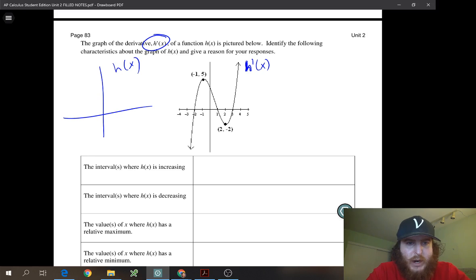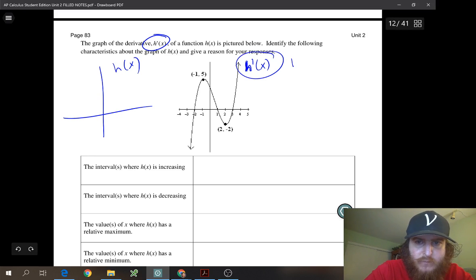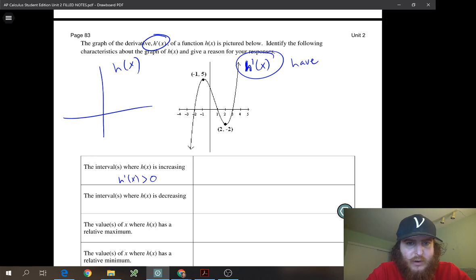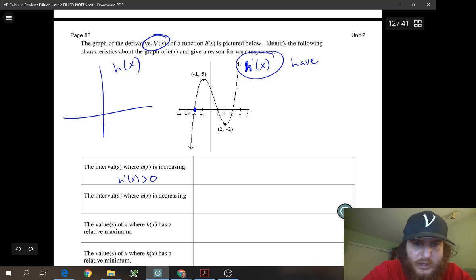So if we wanted to know where h of x is increasing, again, we don't have this graph. What did we know about h prime? Because that's what we have. We know that when h prime of x is greater than 0, our graph is increasing. So where is this graph positive? It's positive between -2 and 1. These are positive values, okay?